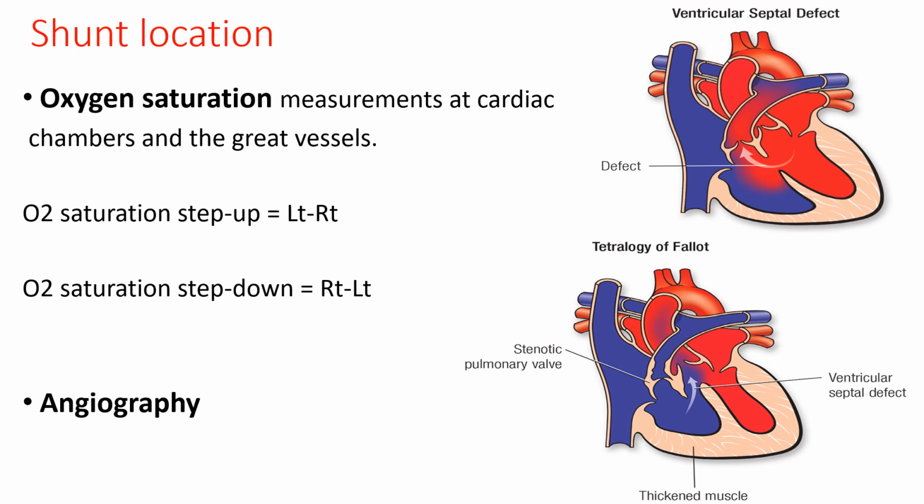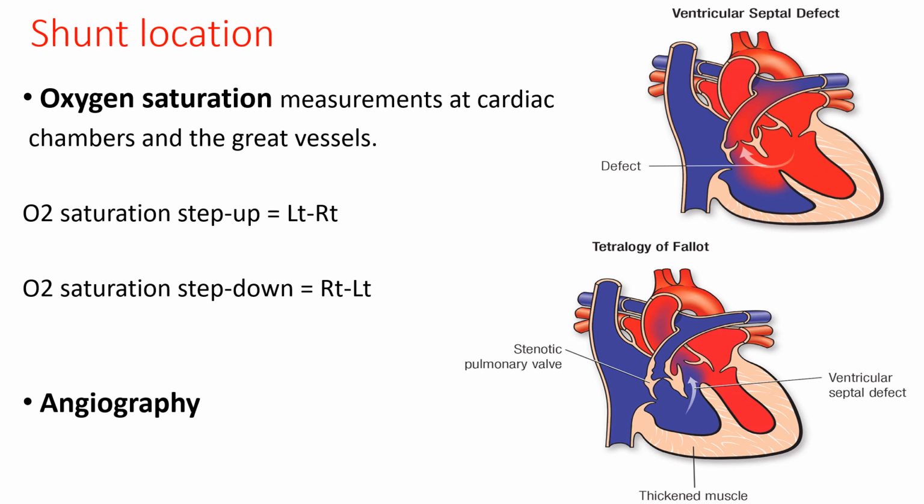Another example of oxygen saturation step up is a normal saturation in the right atrium, but abnormally high saturation in the right ventricle. And in that case, we will say, no, this is not an ASD. This is most probably a VSD, because the oxygen saturation was normal at the right atrial location, but the oxygen saturation has risen in the right ventricle. So we say this is oxygen saturation step up at the right ventricular level.